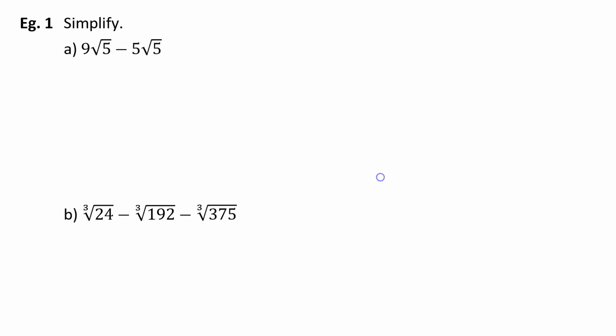So this one right here, for example, I'm going to use a lot of highlighters because I find them helpful. So this is a like term to this. So I have 9 of some quantity and I subtract 5 of that same quantity. So what I'm going to do is 9 minus 5 is 4. And my variable, or it's not really a variable, but my quantity really is root 5.